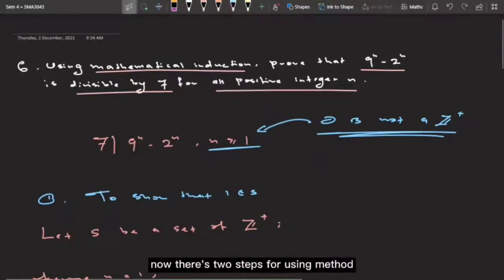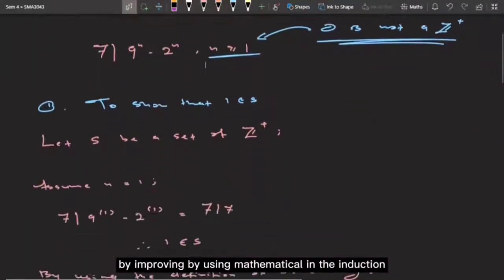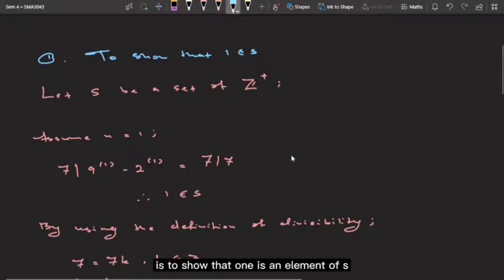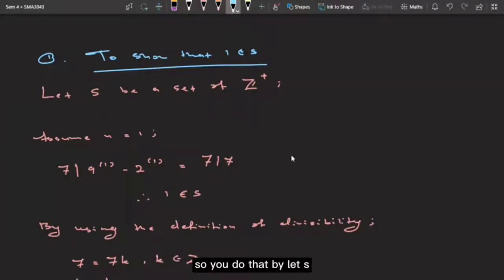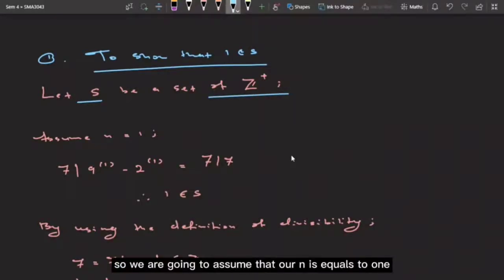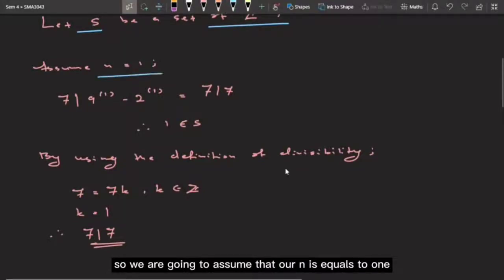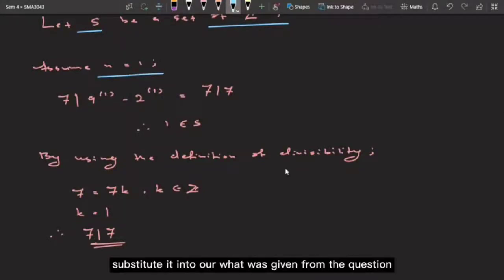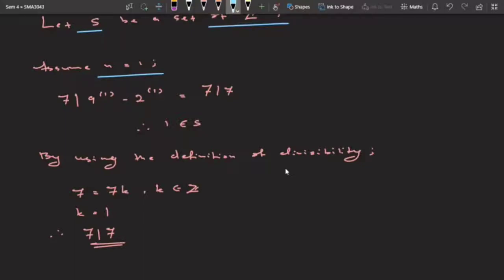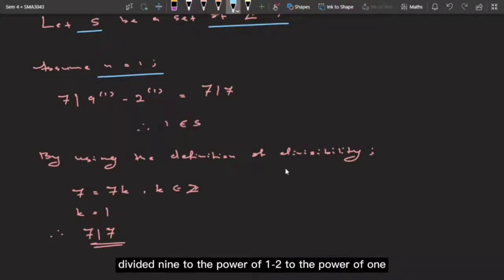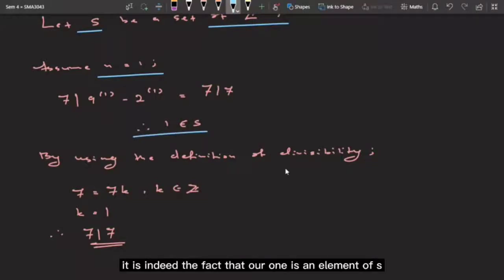Now there are two steps for proving by using mathematical induction. The first one is to show that 1 is an element of S. So you do that by letting S be a set of positive integers. We are going to assume that our n is equal to 1, and substitute it into what was given from the question. So our n is equal to 1, which is 7 divides 9 to the power of 1 minus 2 to the power of 1, which is 7 divided by 7. And indeed, our 1 is an element of S.